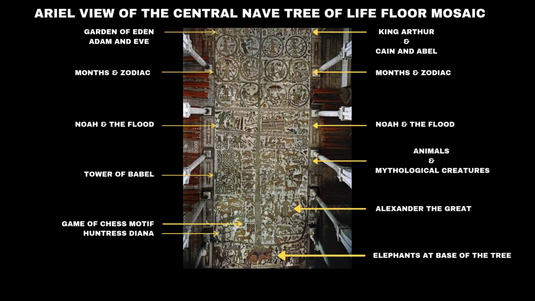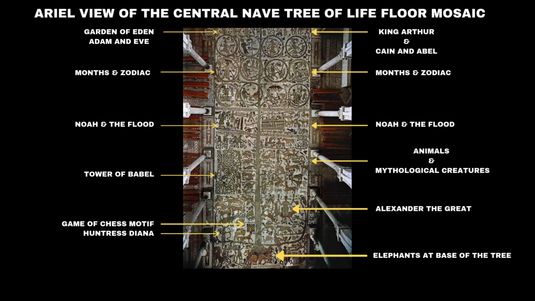Here we have an aerial view of the central nave Tree of Life floor mosaic. Starting at the top, on the right-hand side, there is the Garden of Eden and Adam and Eve, followed by the months and the zodiac, Noah and the flood, Tower of Babel, a game of chess motif, and the Huntress Diana.